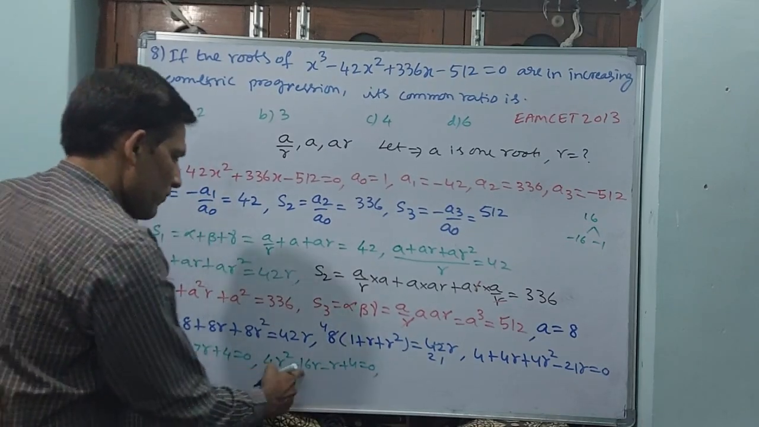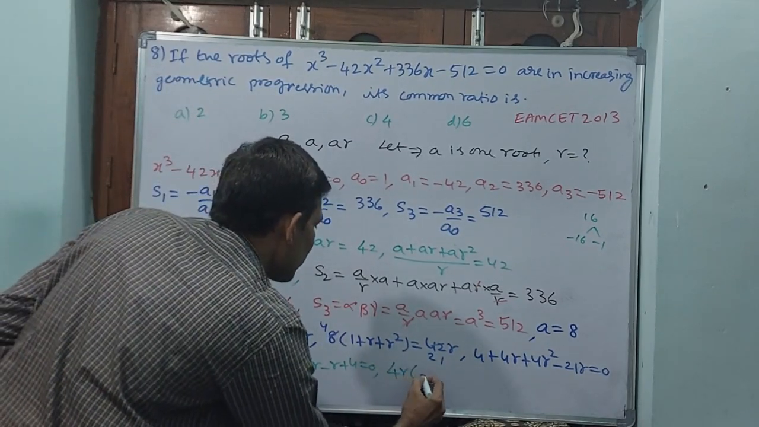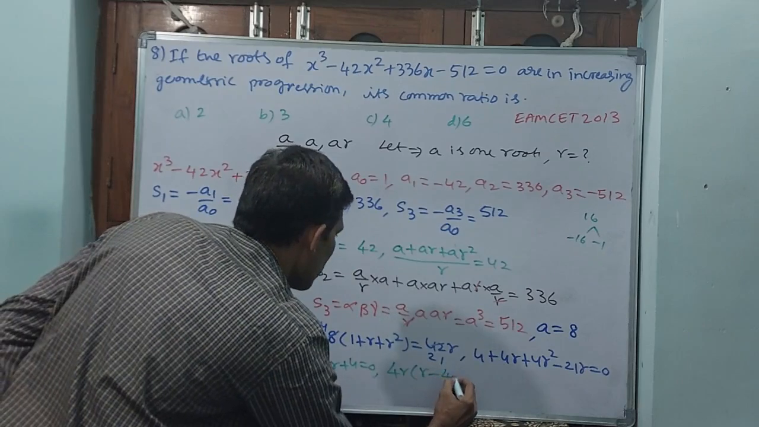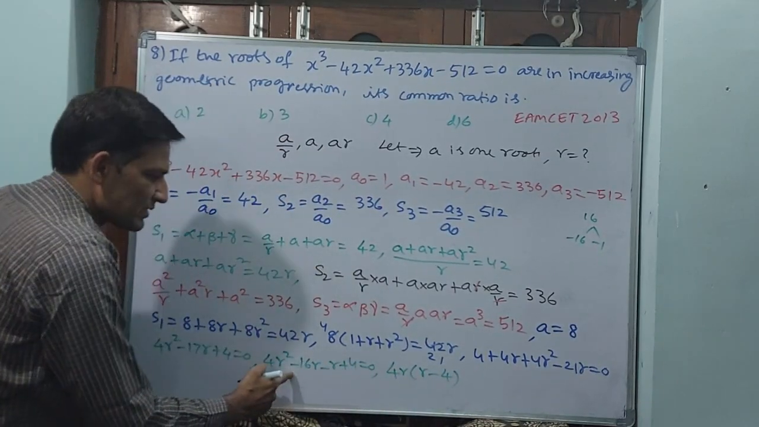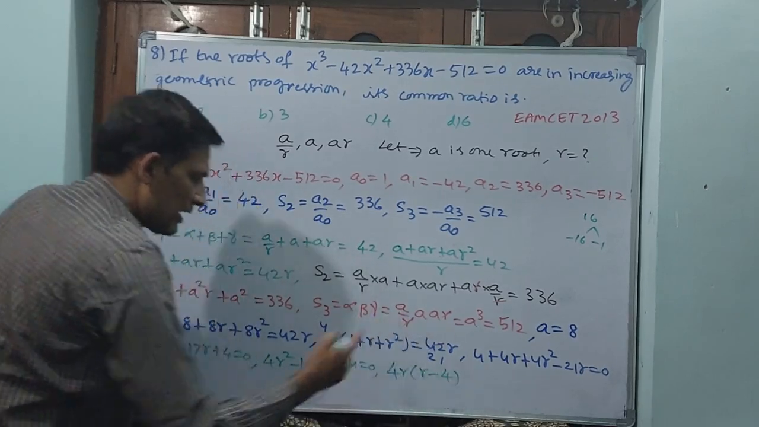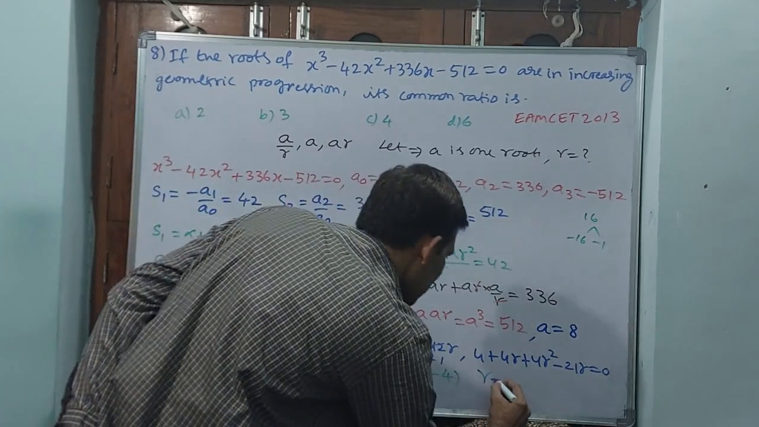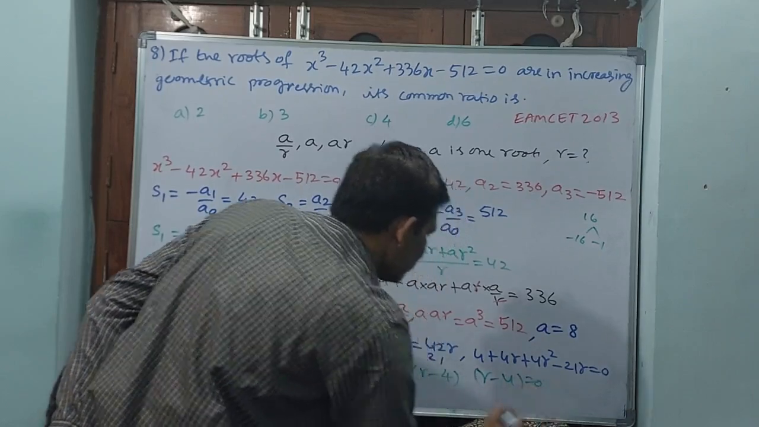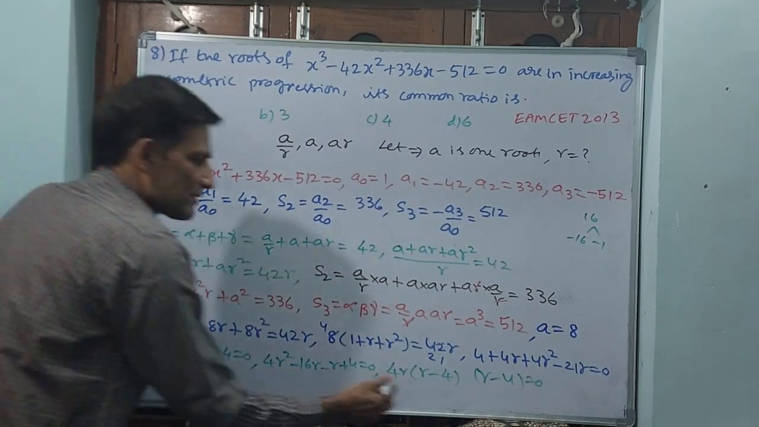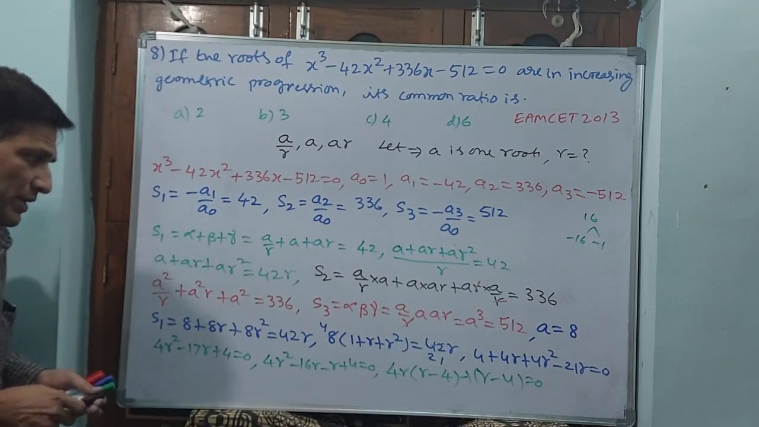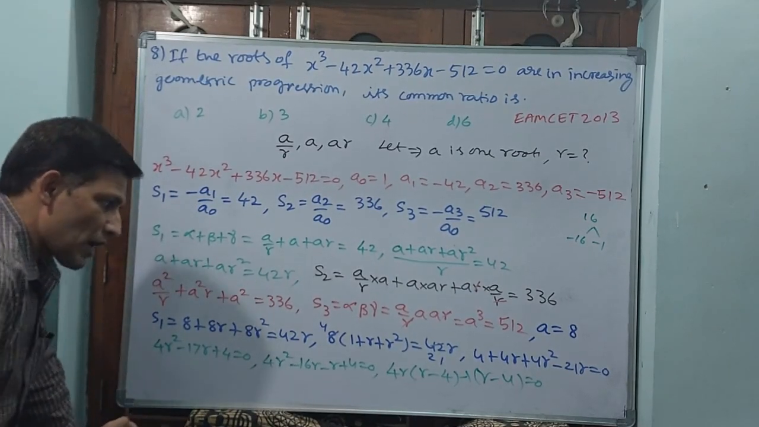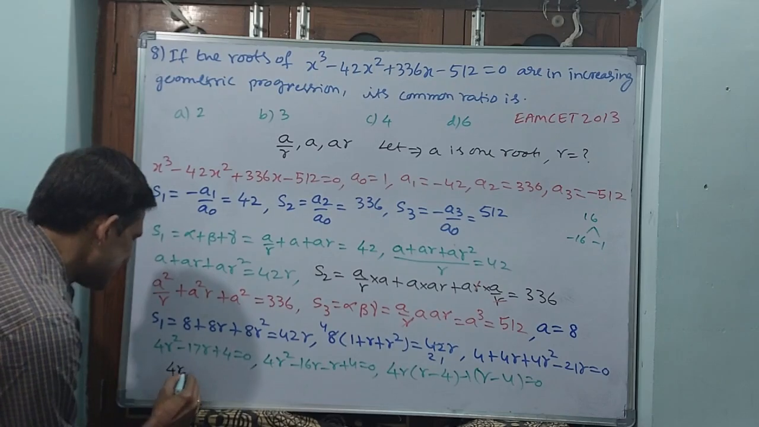Then you see 4R is common. 4R if I take common, R minus 4 will be there. Okay, 4R square minus 16R. Okay, again R minus 4 you take common. R minus 4 I have taken common. Minus has to come. That means minus 1 you keep. Minus R plus 4. Okay, now you see, 4R minus 1 equal to 0.